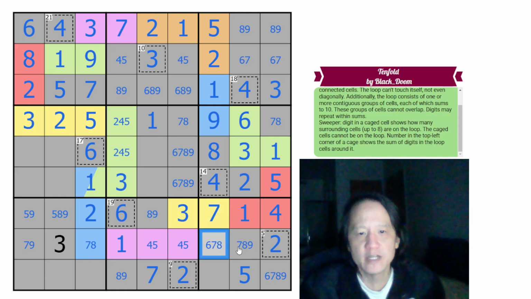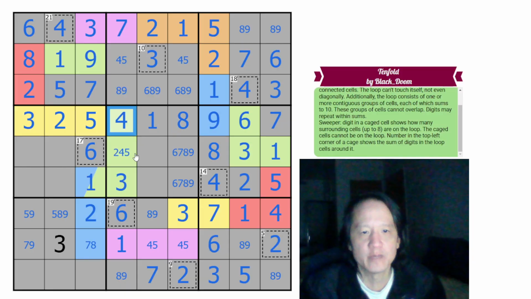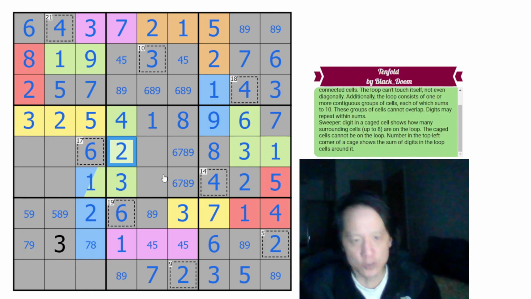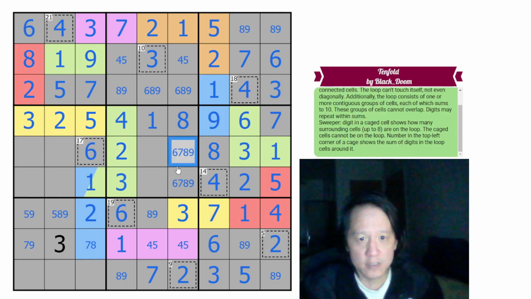This can't be 7 or 8. This must be a 6, which makes this a 3. This can't be 7. This can't be 6 or 7. And this can't be 6, therefore this is 7, which makes that 6. This can't be 8, so this is 7, which makes this 8. This can't be 2 or 5, so that makes that 4, which makes this a 2. This can't be 6. This can't be 8 here.